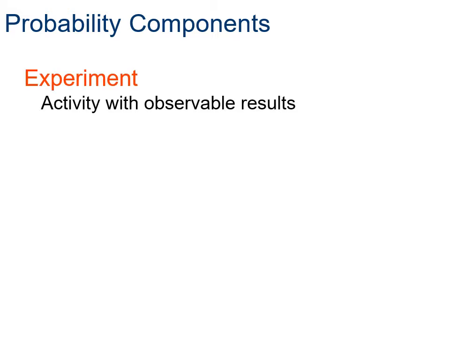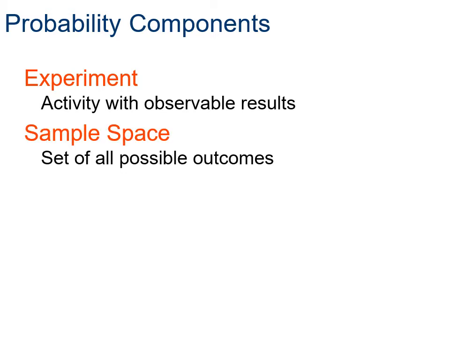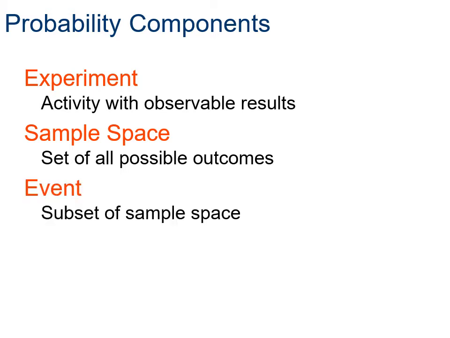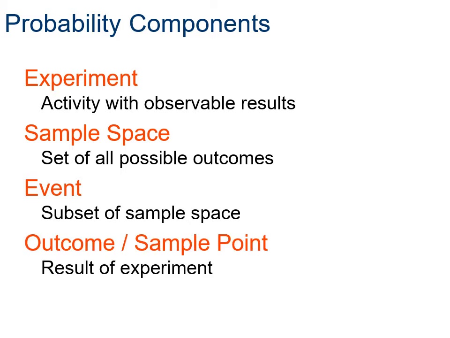Probability components include the experiment, which is the activity. Let's say the activity is flipping a coin, that's the experiment. The sample space is possible outcomes. If we're rolling a six-sided die, the outcomes could be the numbers 1, 2, 3, 4, 5, or 6. If it's heads or tails, that would be either heads or tails. The event is the subset. Whatever do you get? Did you roll a 1? Did you roll a 2? And the outcome is just that, what you got. The result, did you roll a 1, a 2, 3, 4, 5, or 6?